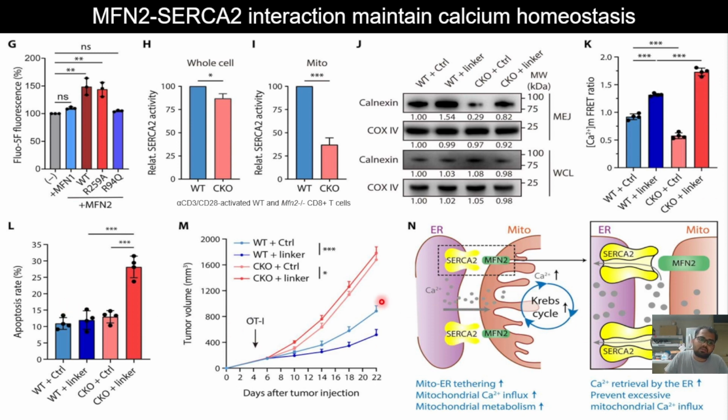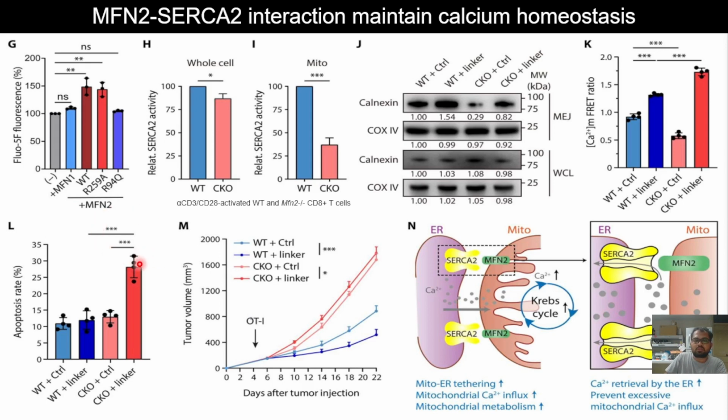They also checked the apoptosis rate with the linker, because it is known that if more calcium is taken up by the mitochondria, there is a threshold. If the mitochondria cross that threshold, apoptosis will start, because the mitochondria cannot handle that much calcium and the cell eventually will die. So in this case you can see that when the linker was given to the knockout, there was a unidirectional flow of calcium to the mitochondria, which resulted in apoptosis of these cells.